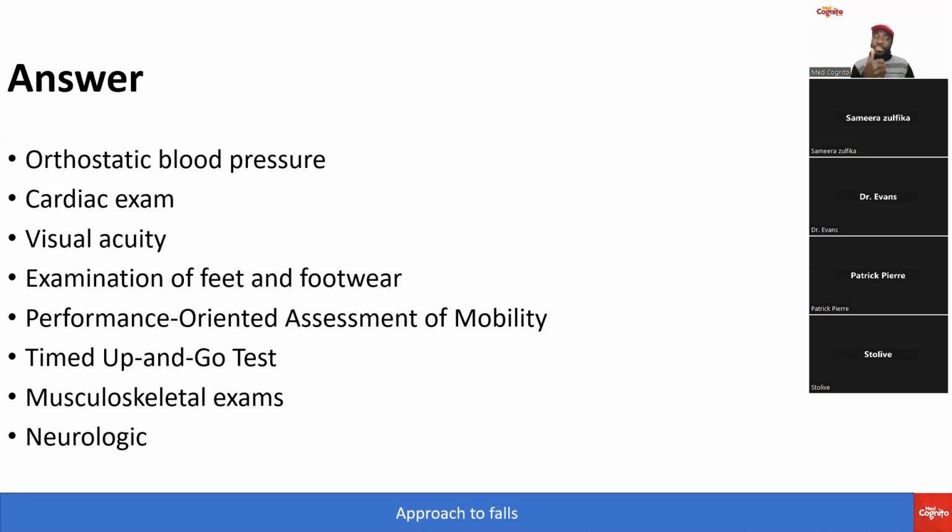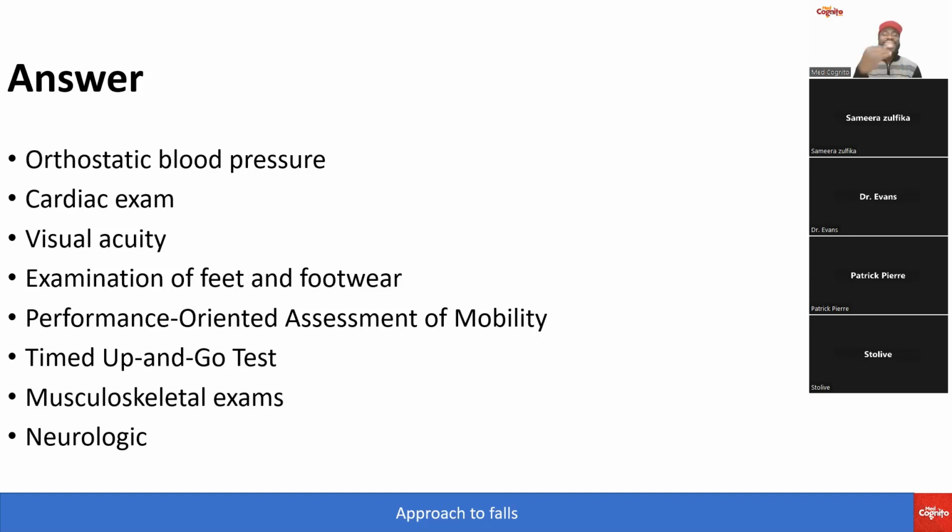And medications, and then orthostatic blood pressure. The orthostatic hypotension, yeah. So even if you have to assess a patient doing physical exam, the first thing you want to do is to check the blood pressure. Number 2, you want to do a cardiac exam. Number 3, you want to do a visual acuity, because if their eyes are not good, that can be a problem. Number 4, you want to examine the feet and the footwear of the patient. And then you also want to do a performance-oriented assessment of mobility in the patient.